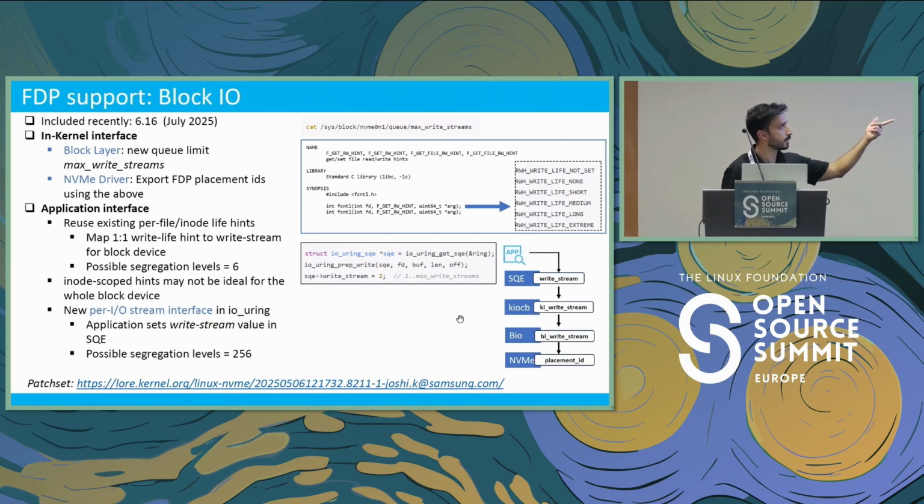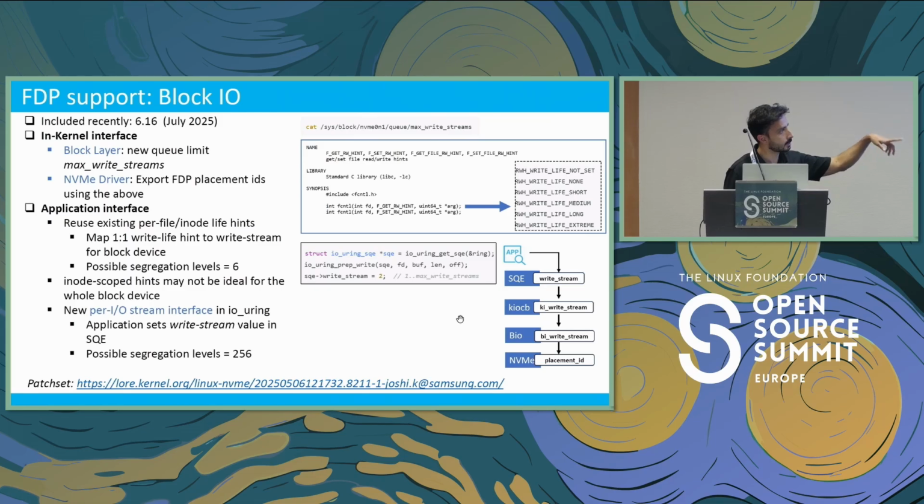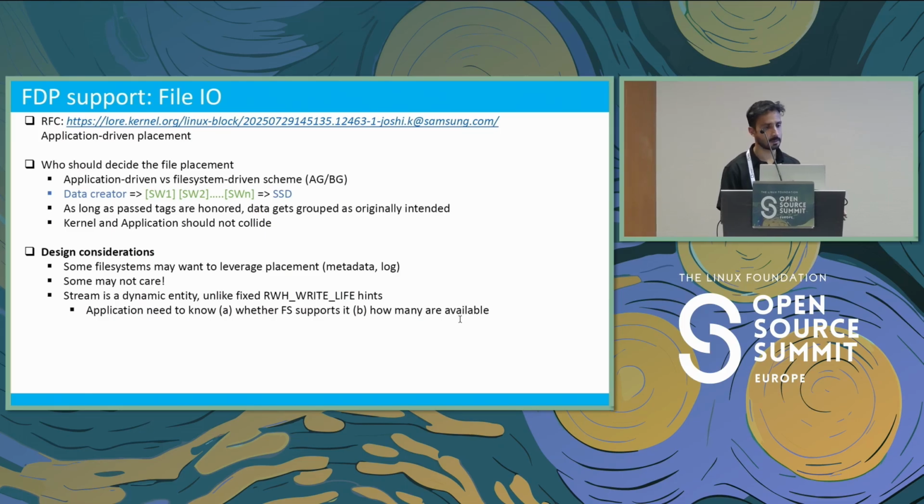You just specify the write stream, and the remaining things you were anyway doing before as well, nothing new. The kernel infra takes care of propagating this write stream to, let's say, KIOCB and BIO and NVMe. At NVMe it becomes FDP. Otherwise, for the rest of the kernel, it's all a new entity called write stream. If you want to look at the patches, take a look.